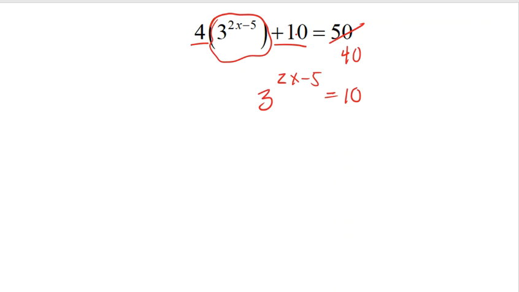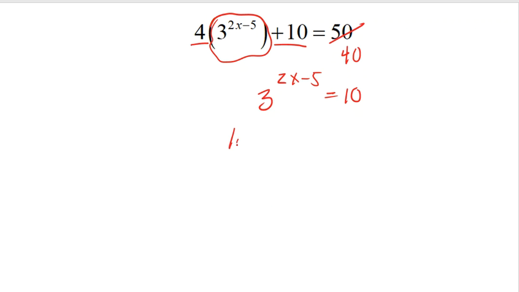I know you guys could do multiple things quickly in your head. Subtract the 10 gets you 40. Divide by 4, you get 10. Now, okay, can't use the one-to-one property. You could only use the one-to-one property if you have the same base. I cannot write 10 as base 3. If this was a 9, well, 3 squared, then I can use the one-to-one property, but not with the 10. So I got to use the logs, right?